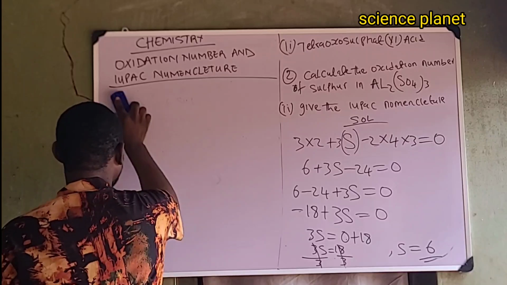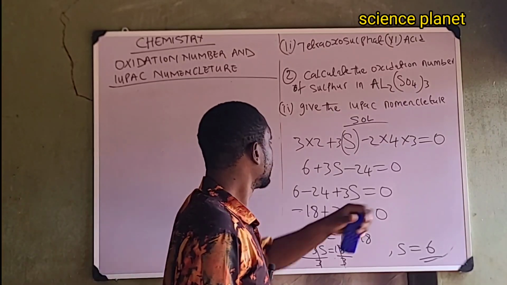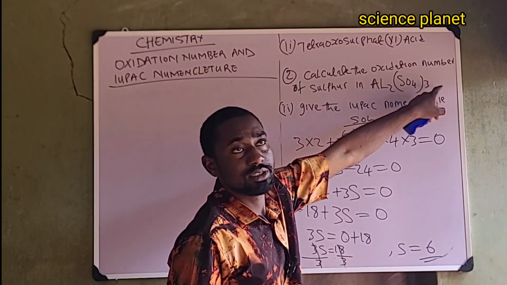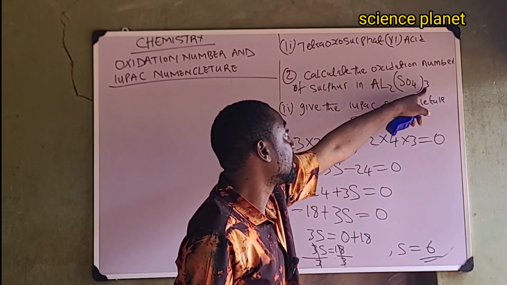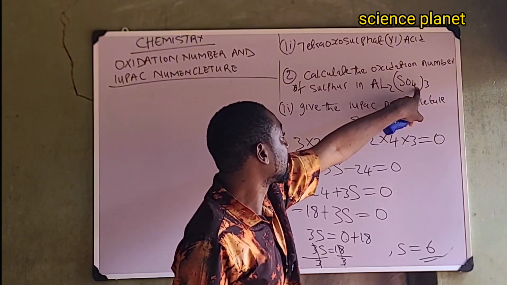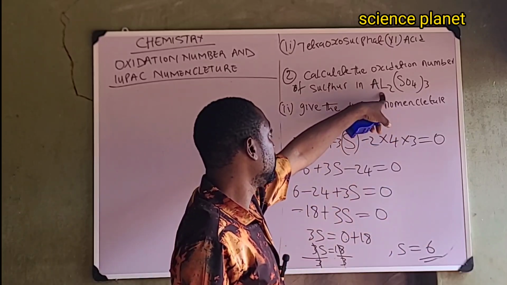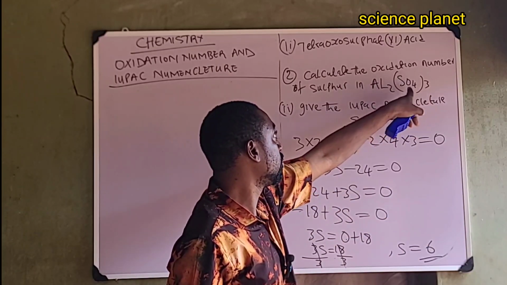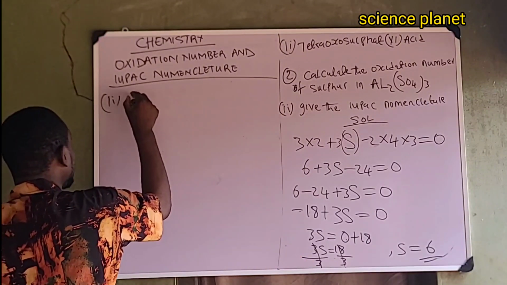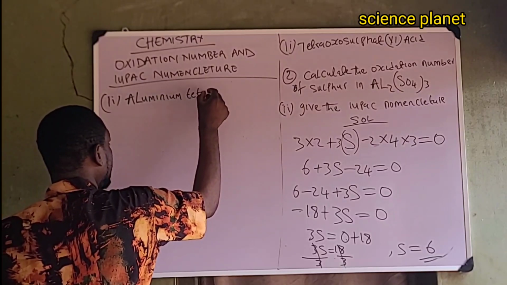Okay, let's go to number 2. Give the IUPAC nomenclature. So can you guess the IUPAC nomenclature? The IUPAC nomenclature is aluminium. Ignore the 3 outside the bracket; you are not going to include it in the IUPAC nomenclature. So you ignore the 2 at the aluminium. It's going to be aluminium tetraoxo sulfate 6. Very simple.